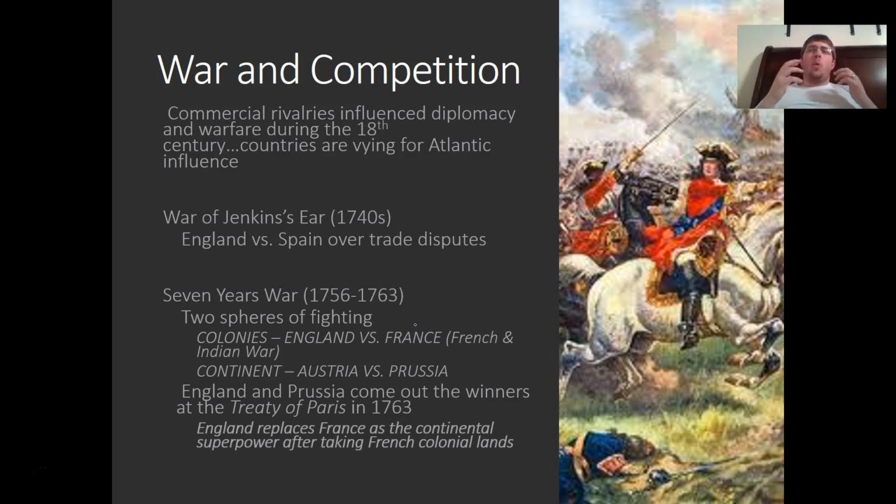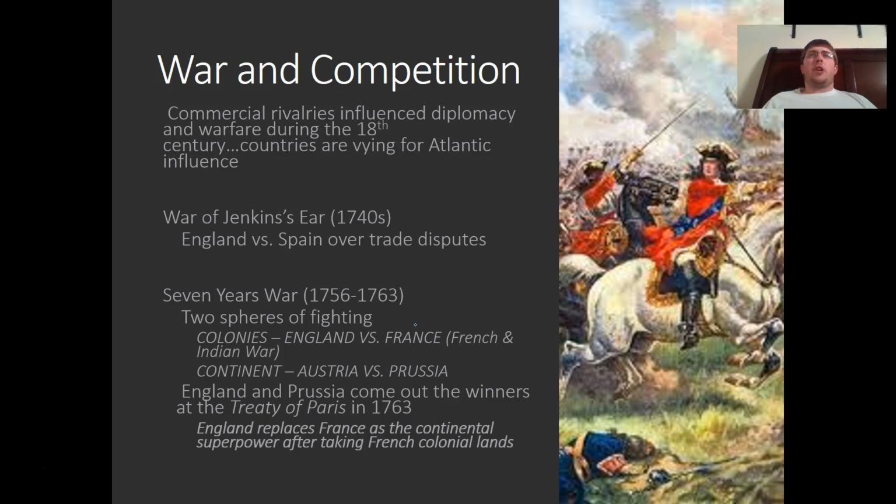With this treaty, we can identify England as the continental superpower after taking French colonial lands. Ironically, of course, England is not on the continent of Europe, but if we had a power rank at this point after the Treaty of Paris, we would probably put England at the top spot. They take all of France's colonial lands, and what we know about mercantilism says if you don't have colonies, you're in trouble. France loses much of their colonies, at least on the North American continent.